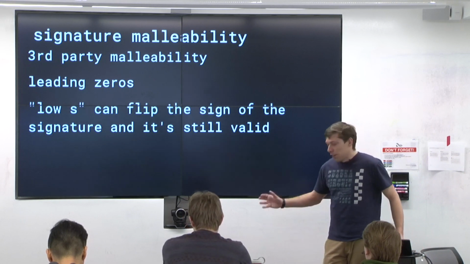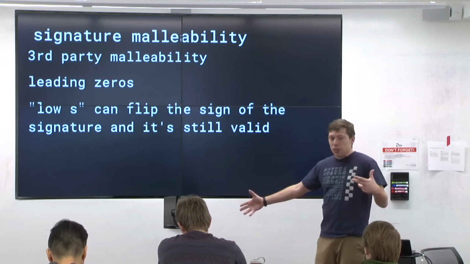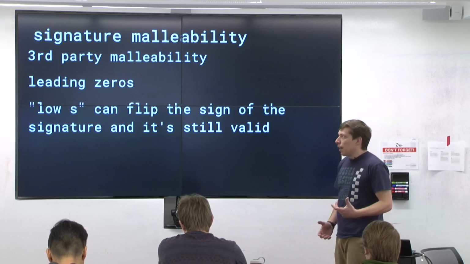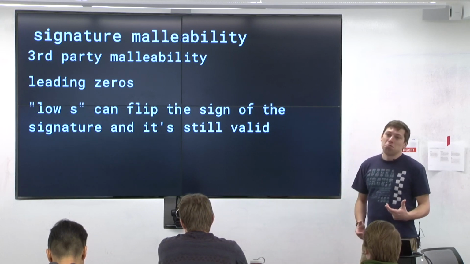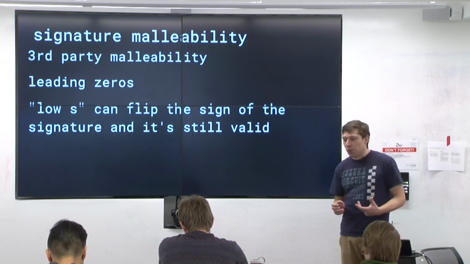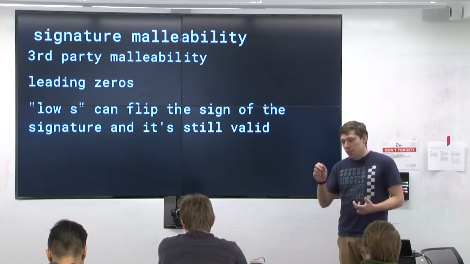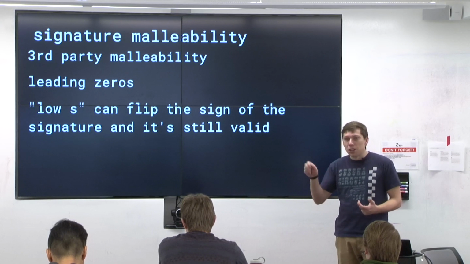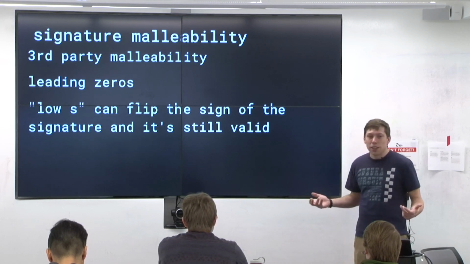You could say, okay, someone's got a signature. It's this big, long string of bytes. I'm just going to put zeros in the front. I'm going to put a 0 byte in the front of it. And that doesn't change the meaning, right? If someone says, I'm sending you $1,000, and I put a 0 in front of the 1 in 1,000, well, it's still 1,000.